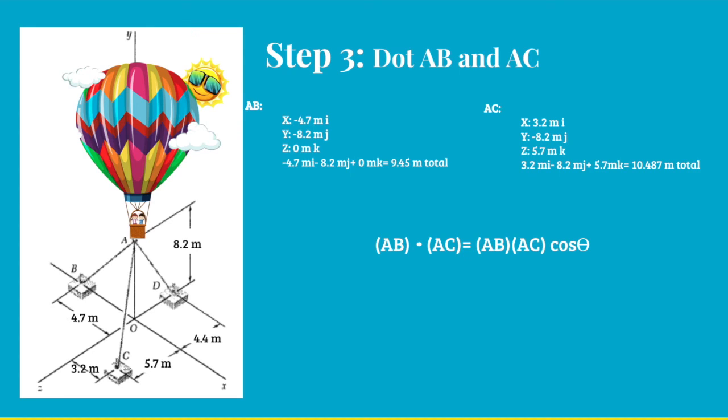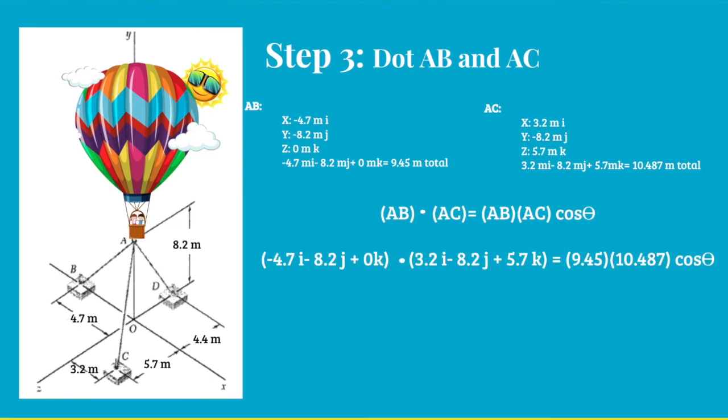Now we're ready for step 3, dotting AB and AC to find the angle between the two. Once again, I've brought over our rectangular coordinates for cables AB and AC to better see all of the information. We will also be using the same equation to dot the two. Substitute into the equation to get (negative 4.7i minus 8.2j plus 0k) dot (3.2i minus 8.2j plus 5.7k) equals 9.45 times 10.487 cosine theta.